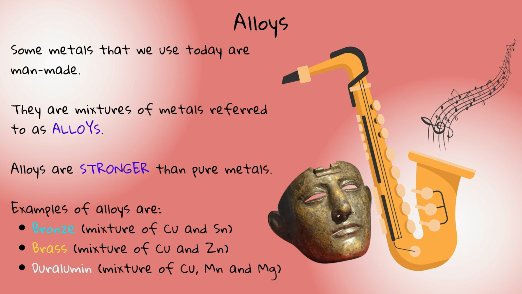Some metals that we use today are man-made. They are mixtures of metals referred to as alloys. Alloys are stronger than pure metals. Examples of alloys are bronze, which is a mixture of copper and tin, brass, which is a mixture of copper and zinc, and duralumin, which is a mixture of copper, manganese, and magnesium.